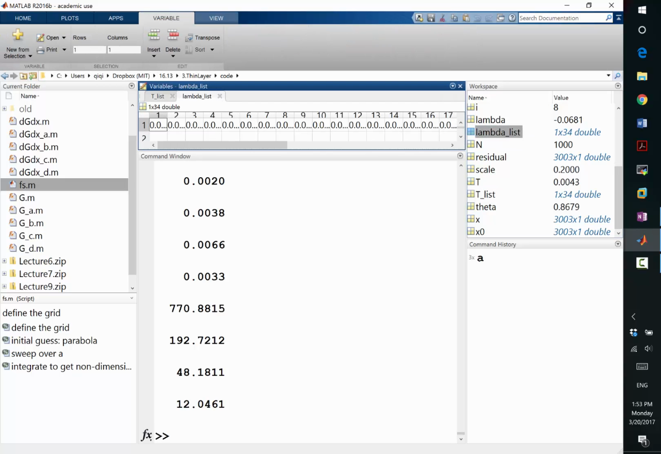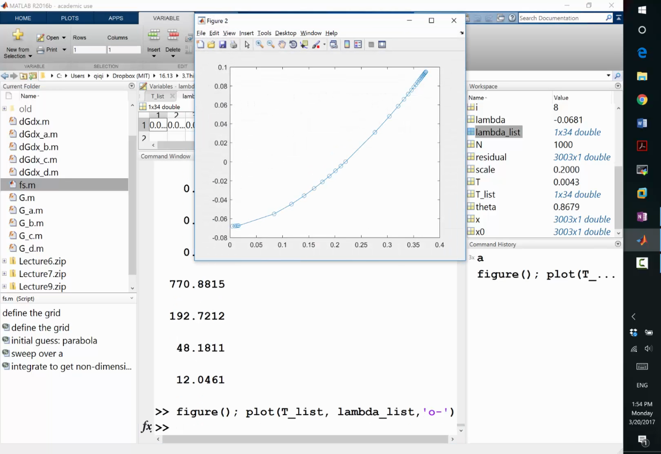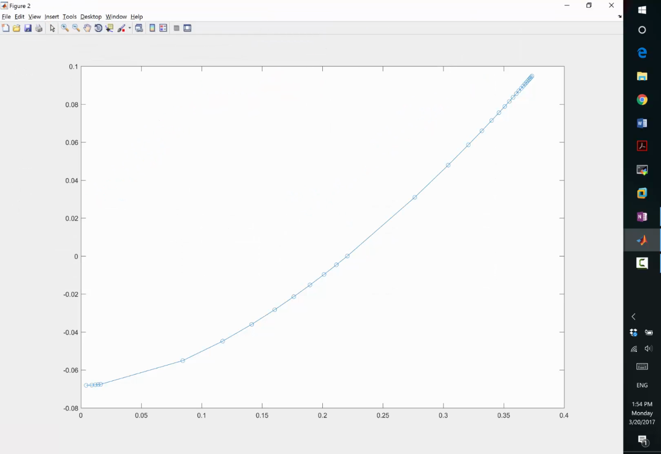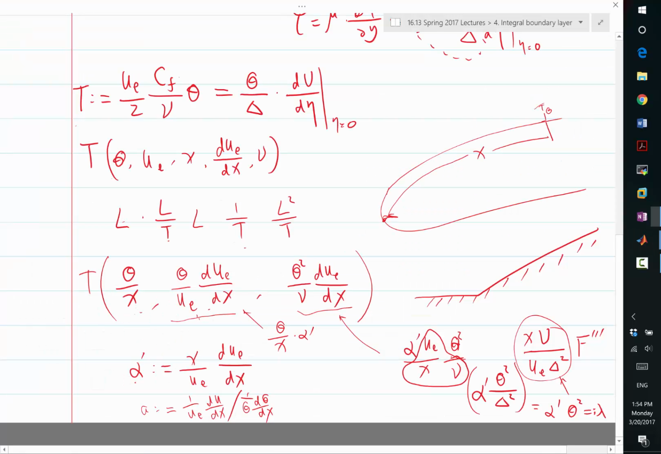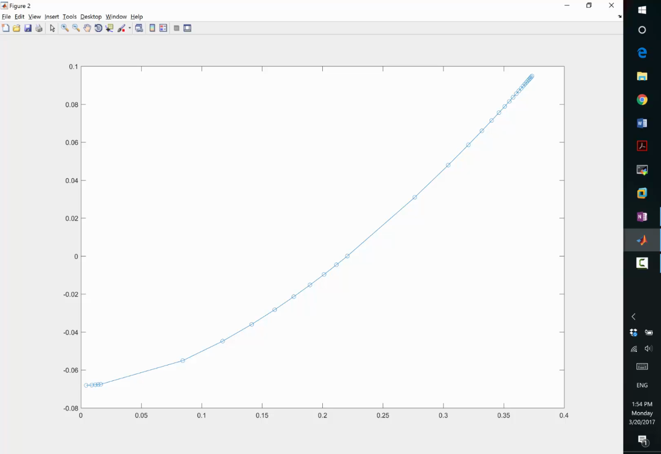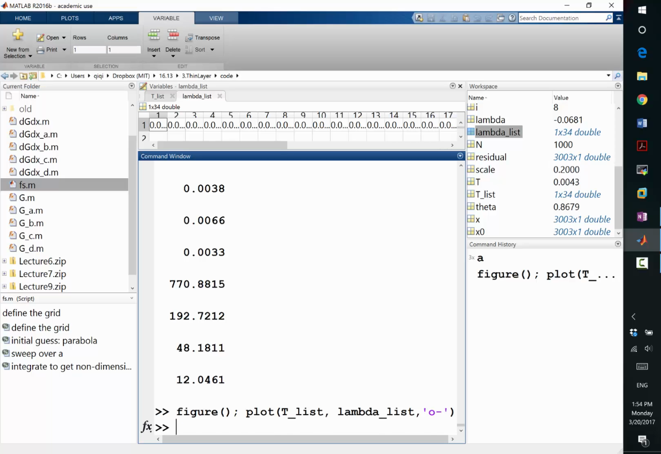I have my lambda list. Okay, so let's plot it. Plot T list, lambda list. Let's show the points. All right. Okay, so that's good. We have the lambda and T. So lambda is a parameterization of alpha prime times theta squared. So the x-axis is T. Yeah. You plot it. I plotted the wrong way. Yeah, sorry.